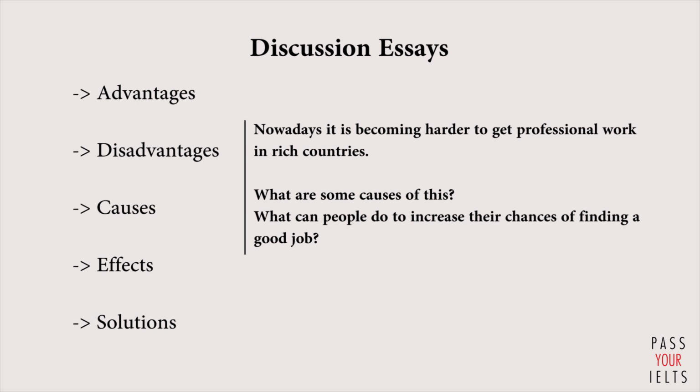In this essay, of those 5, which ones are we looking at? Of course, causes, but for the second question, we're also looking at what can people do? That means solutions. So I would identify this as a discussion essay that asks for causes and solutions.